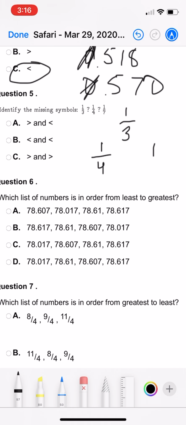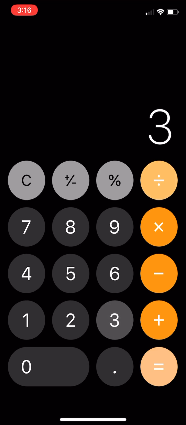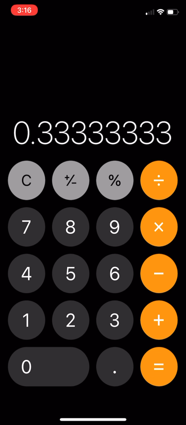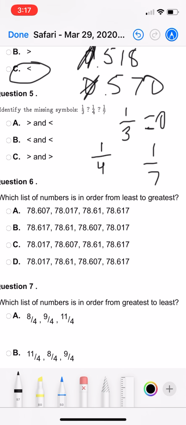Now there's a helpful hint here. If the numbers in the top are the same, the biggest number is the one with the smallest number in the bottom. That's a lot of words, and I probably said that confusing. So you're going to change all of these into decimals. So 1 over 3, you're doing 1 divided by 3, and you get 0.3 repeating. So let's see what that looks like. I'll just put 0.3 with a line over it.